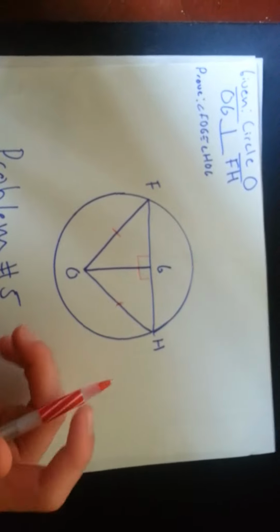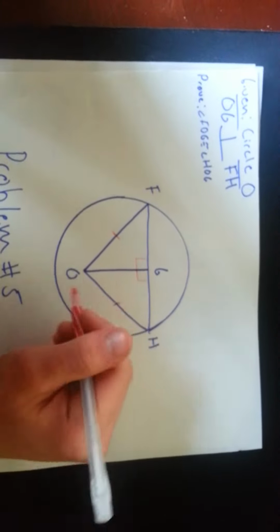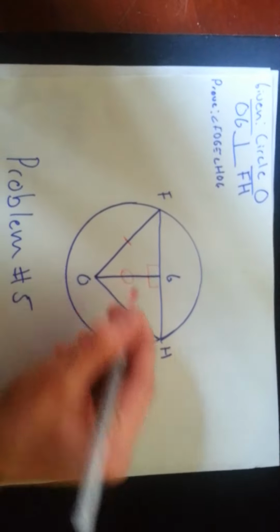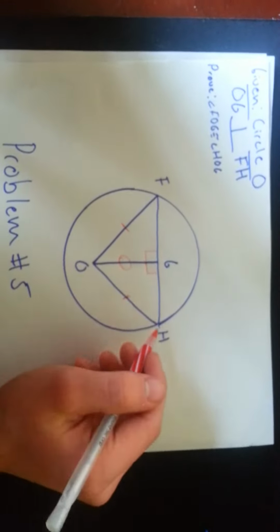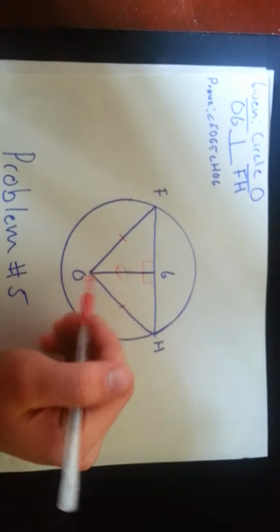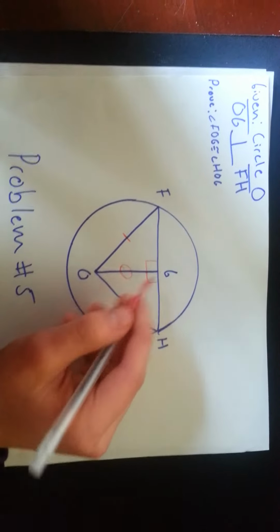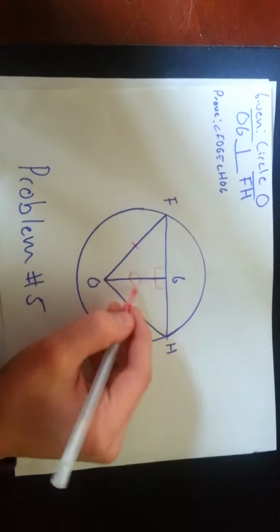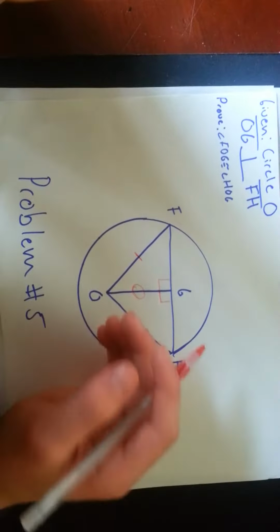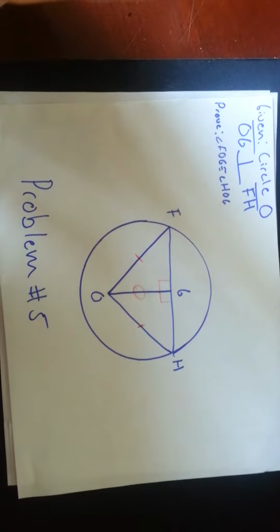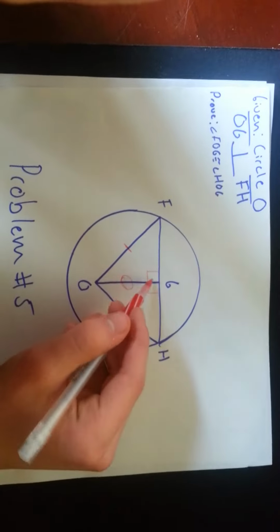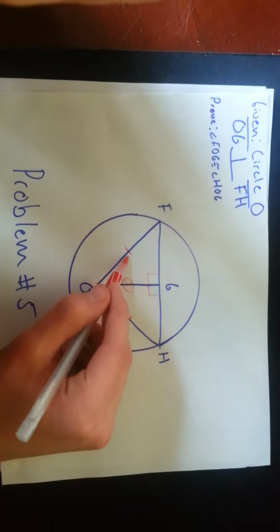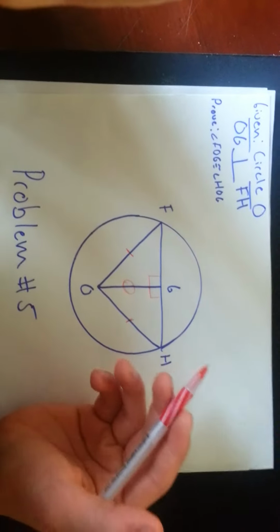Also, we can tell that GO is congruent to GO. This is from the reflexive property, and since HGO and FGO share GO, they both share this side. It's a common side for both. And this will give you, well, technically this gives you angle, side, but you can't do that.